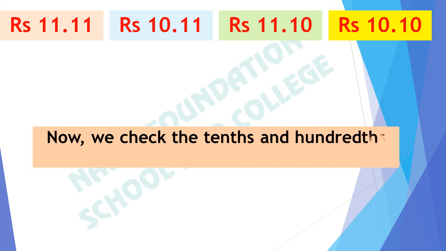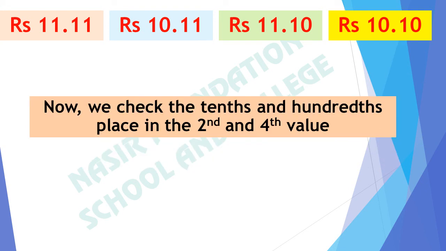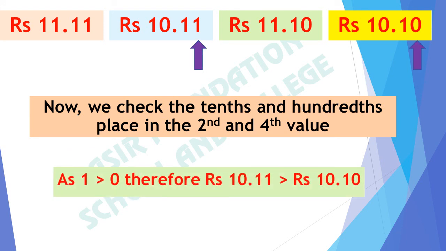Now we check the tens and hundreds place in the second and fourth value. In tens place there is 1 on both these amounts. Now we check the digit in hundreds place. There is 1 and 0. As 1 is greater than 0, therefore 10 rupees 11 paisas is greater than 10 rupees 10 paisas.